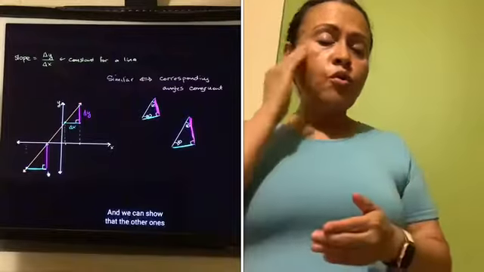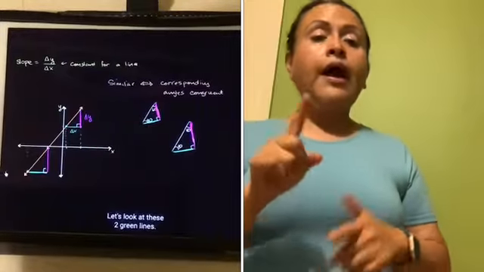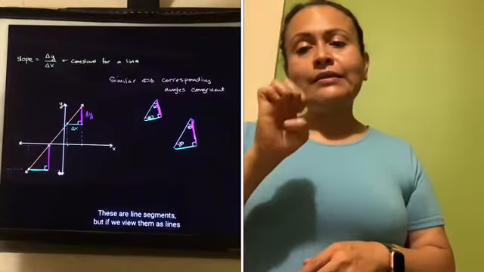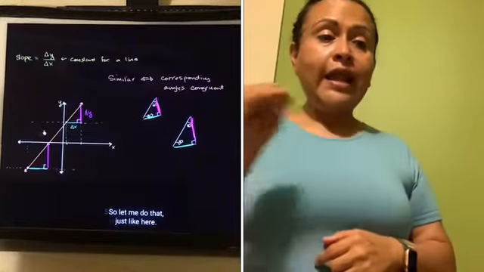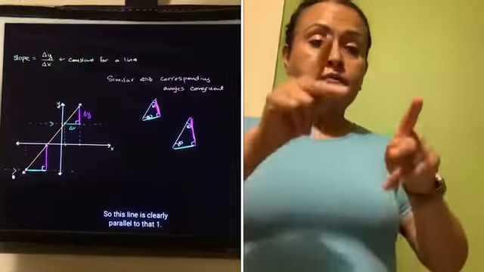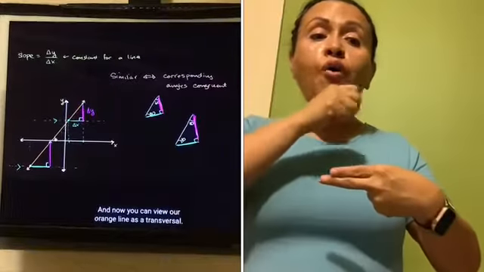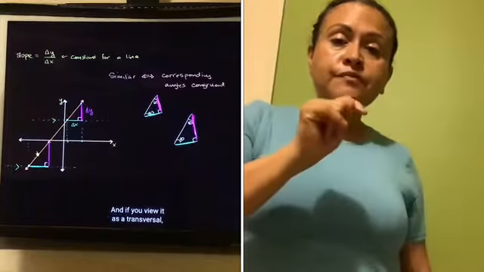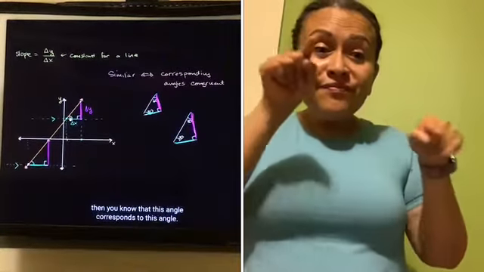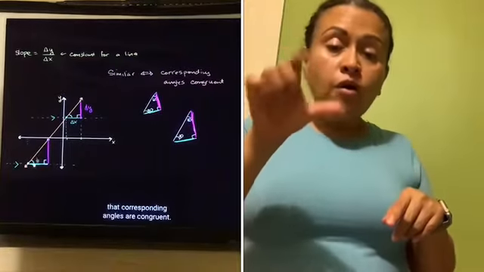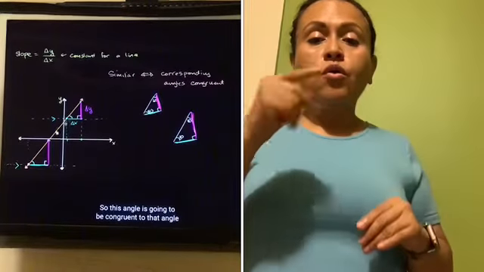And we can show that the other ones are using our knowledge of parallel lines and transversals. Let's look at these two green lines. I'll continue them. These are line segments, but if we view them as lines and we just continue them on and on and on, just like here, this line is clearly parallel to that one. They essentially are perfectly horizontal. And now you can view our orange line as a transversal. And if you view it as a transversal, then you know that this angle corresponds to this angle, and we know from transversals of parallel lines that corresponding angles are congruent. So this angle is going to be congruent to that angle right over there.